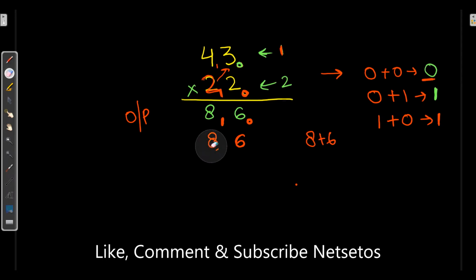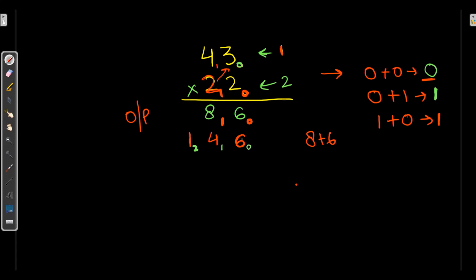So what I'll do, I'll rub this. I'll write 4. 1 is in carry. So 1 will be written on second index. This is 1 and this 0. Now I'll copy this 1, 4, 6.